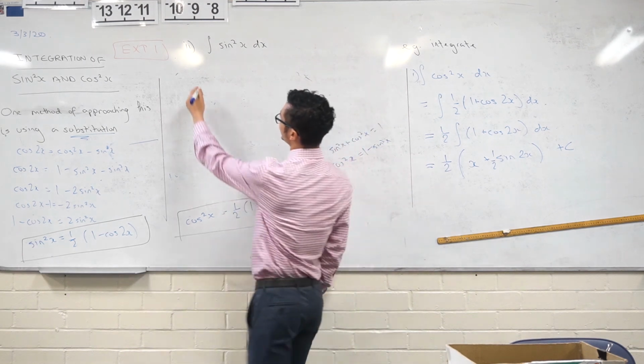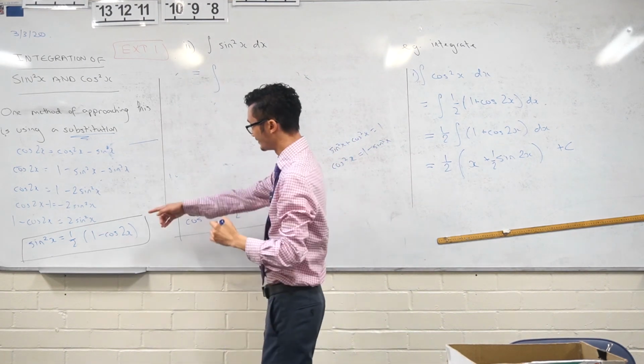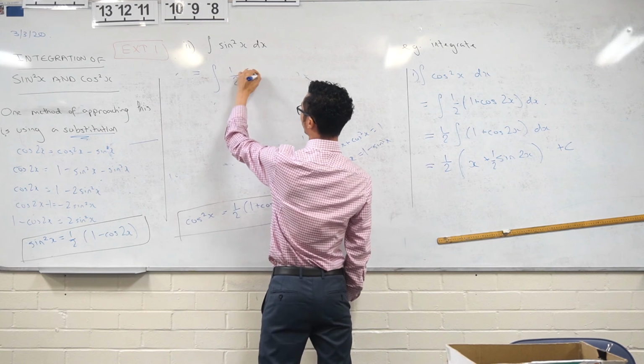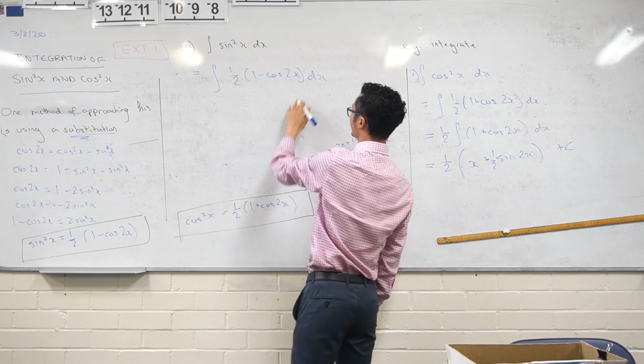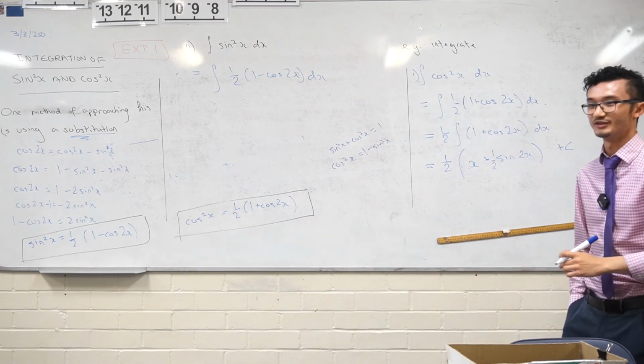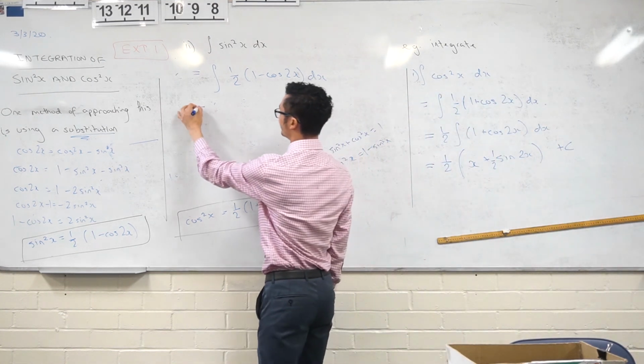So let's do that substitution first. So we're going to get the integral of half outside of 1 minus cos 2x. Joel, what do we want to do when we have something like this? What's a strategy we can use to make it a little bit easier? Yeah, take the half out. Doesn't really affect you.